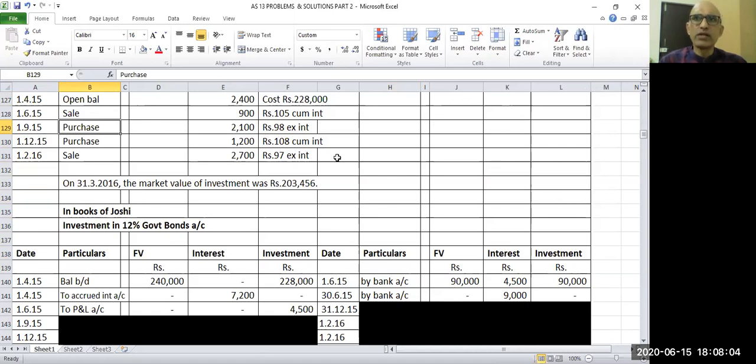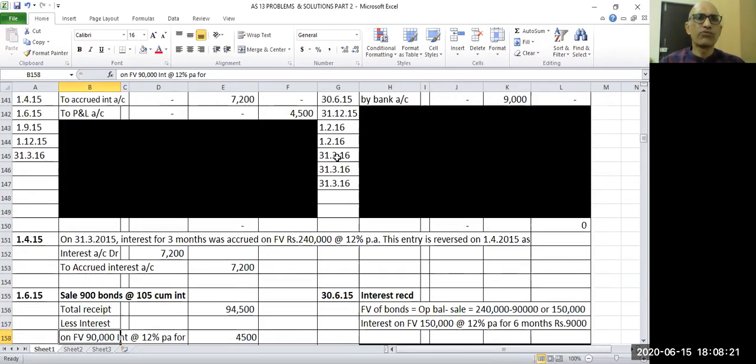When was the last due date of payment? It was 30th of June. So after that, July and August, for a period of 2 months, we are going to pay the interest along with 98 rupees per bond. Let us see how this calculation is done on 1st of September 2015.